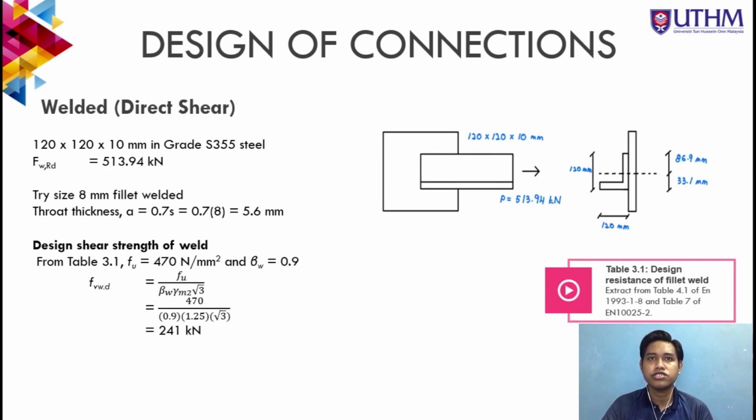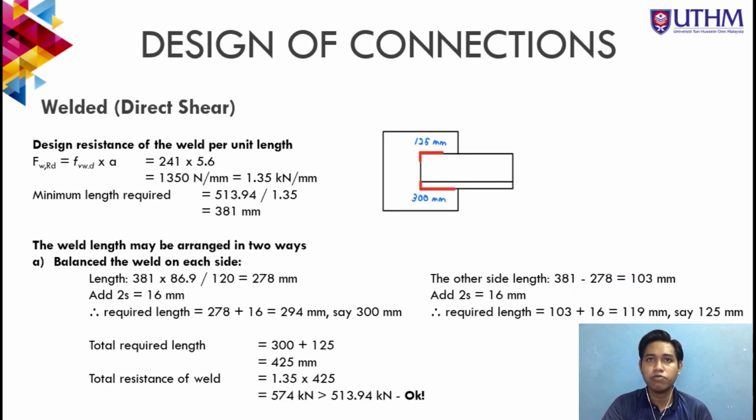So next, for the next connection, the design shear strength of the weld, the design resistance of the weld per unit length, and the minimum length required are the same as the calculation from the previous connection. That is, the design shear strength of the weld equal to 241 kN, the design resistance of the weld per unit length equal to 1.35 kN per millimeter, and the minimum length required is equal to 381 mm. But as for the total resistance, we need to assume the weld may be arranged in two ways, that is balanced weld on each side and the weld placed across at the end of the angle.